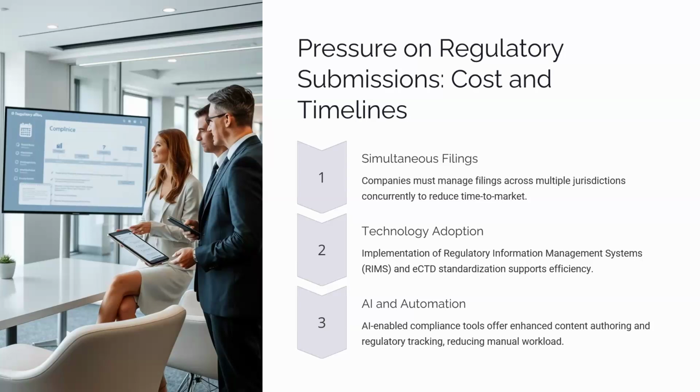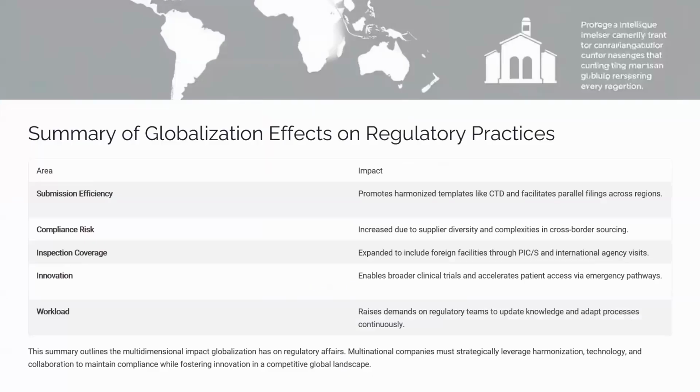AI and automation is going to be a big talking point in the coming years. AI-enabled compliance tools offer enhanced content authoring and regulatory tracking, reducing manual workload. What can be done through AI? People are not doing it manually now, because we are able to save the time it takes to do a certain work which can be AI enabled. So this is your summary of globalization effects on regulatory practices.